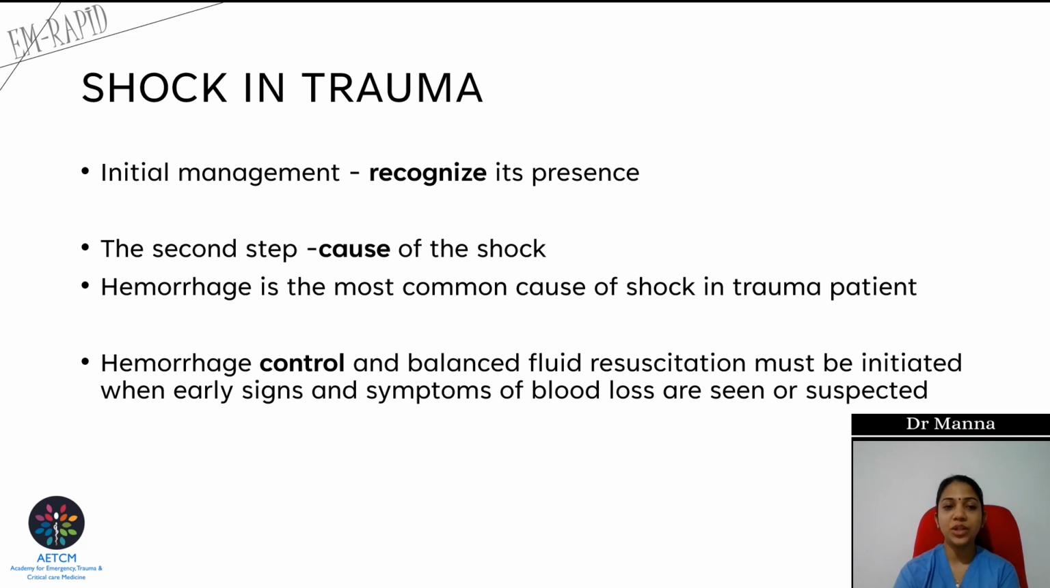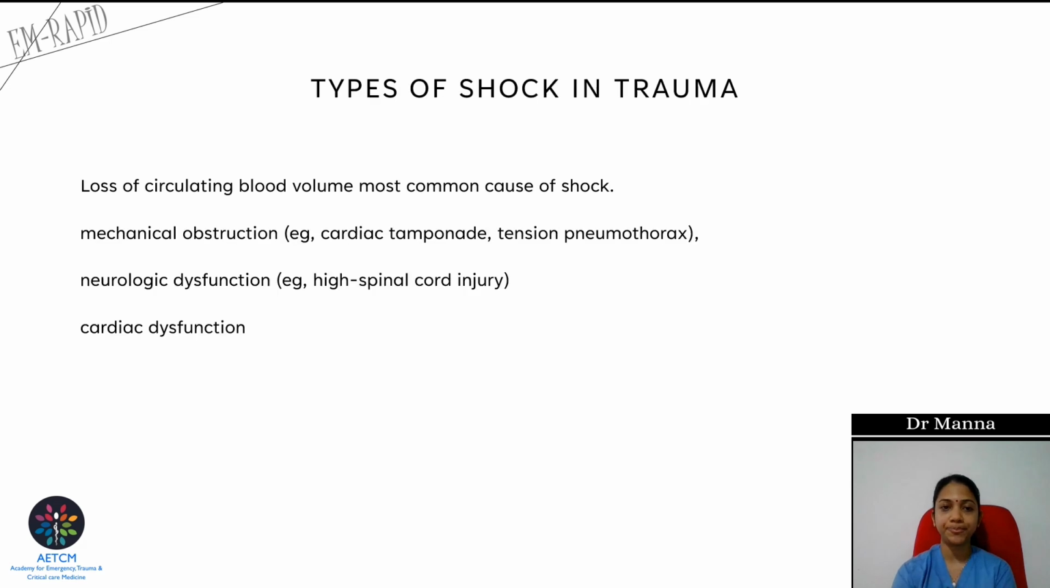So in a patient with shock in trauma, first we should recognize that there is a shock. Then the second step is to find the cause of shock. And the third step is to control the shock. The most common cause of shock in a trauma patient is hemorrhagic shock. So if it is hemorrhagic shock, control it either by direct compression, then practice balanced resuscitation and go for the definitive management, that is the surgical repair.